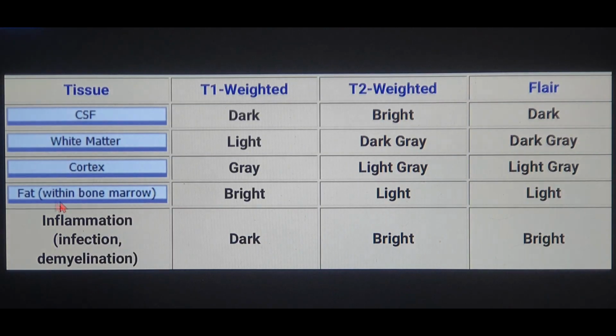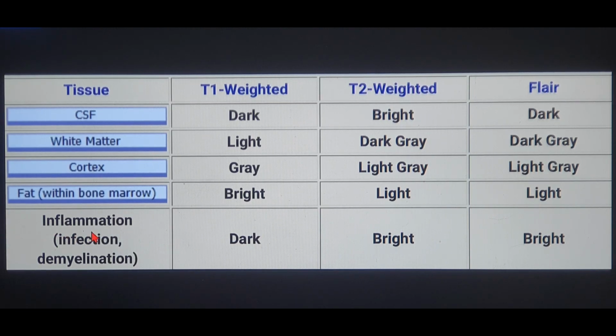So the next thing is the fat. Now this is a really important point. The fat, or wherever you can see fat within the bone marrow itself, in case of T1 is going to appear as bright, and in T2 it is going to appear as light. Bright is actually excess white, and light is also bright, but the intensity is lower. So the fat will appear as bright on T1 and light on T2 as well.